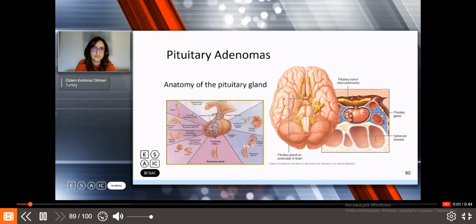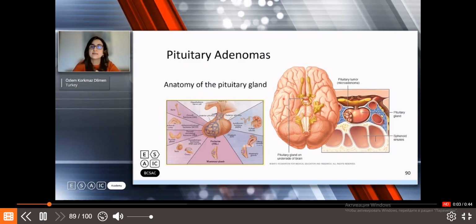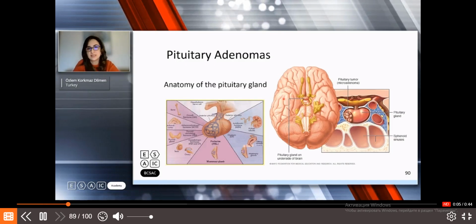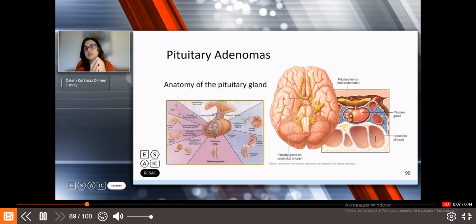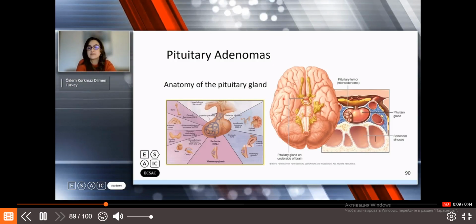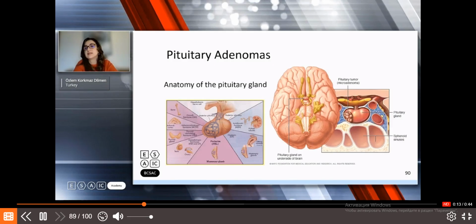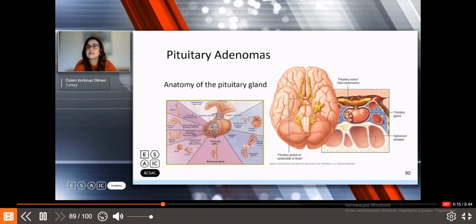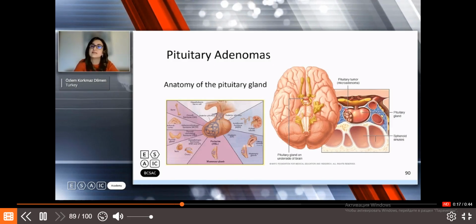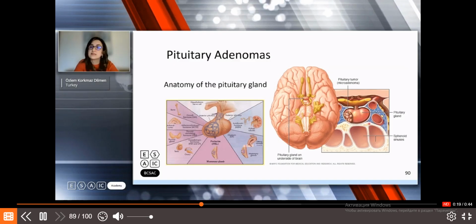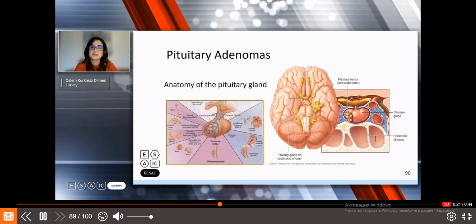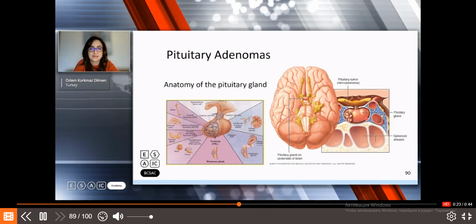At the last part of my presentation, I talk about the pituitary adenomas. As we know, the pituitary gland is located in the sella turcica. There is the optic chiasma and carotid arteries on the upper side, and the cavernous sinus and carotid arteries are located on each lateral side.